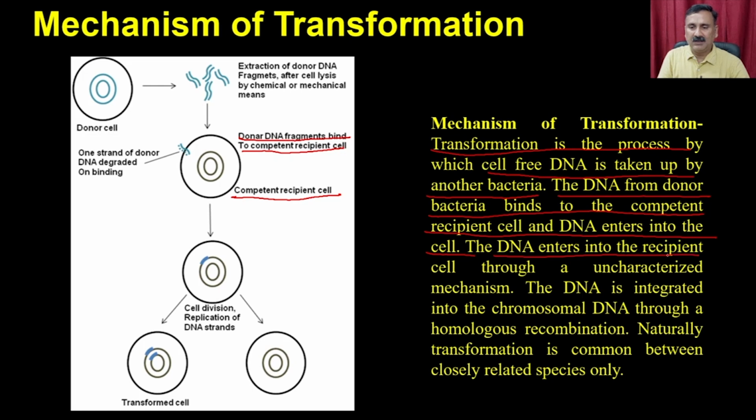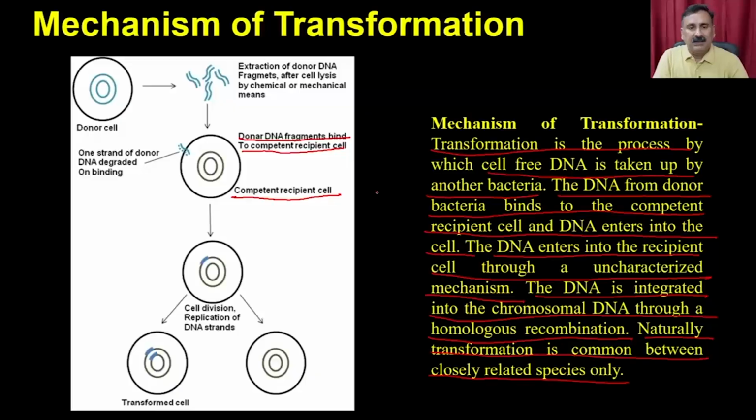The DNA enters into the recipient cell through an uncharacterized mechanism. The DNA is integrated into the chromosomal DNA through homologous recombination. Natural transformation is common between closely related species. We have already taken an example where you can use that for transferring the resistance or the phenotype from one bacterial population to another bacterial population.